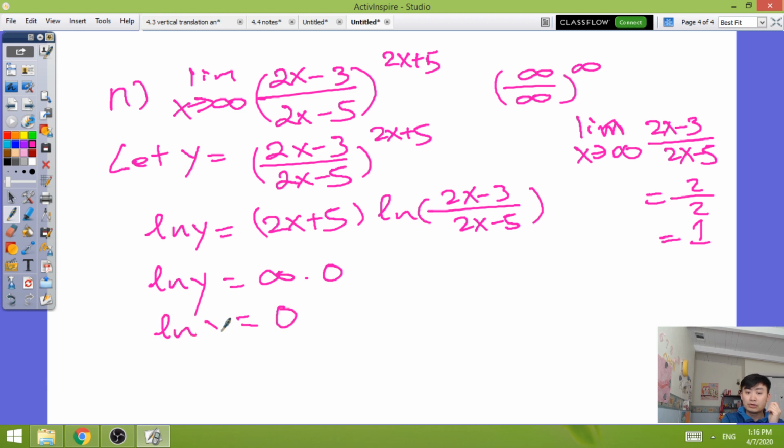And then it's natural log of y. And then undo the natural log. So we take base e on both sides. So that means y equals 1. And that's going to be the final limit.